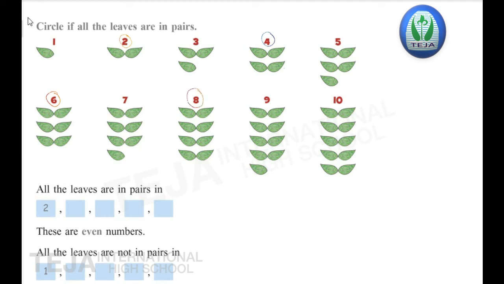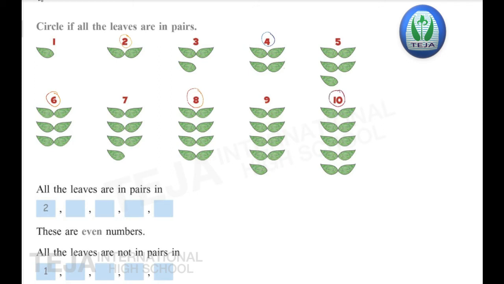If we see the ninth one, see here 1, 2, 3, 4. 4 pairs of leaves are there and at last only one single leaf is there. So 9 is not a pair. See the last one, children, 10. Here how many leaves are there? 10 leaves are there and 5 pairs are there. 10 leaves are arranged in 5 pairs. See 1, 2, 3, 4, 5. So all pairs are there in 10. That's why 10 is a pair.